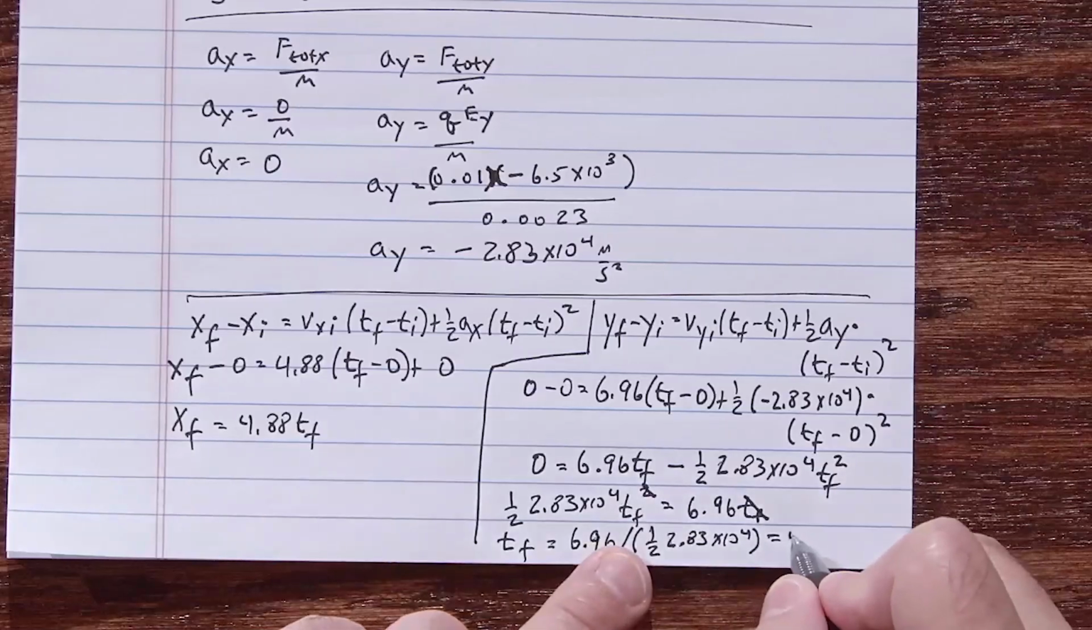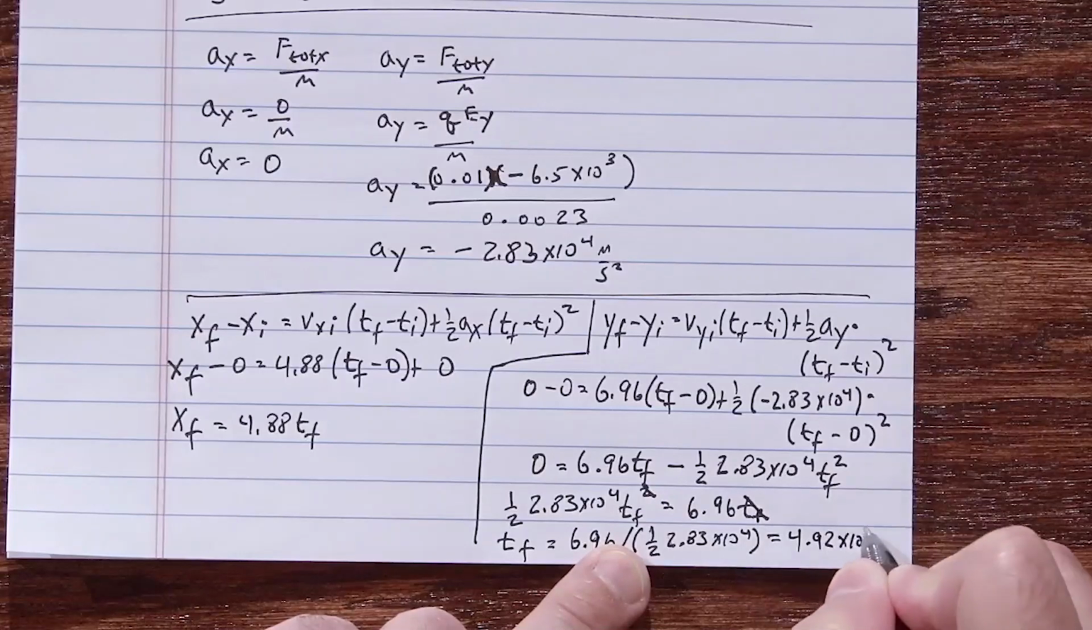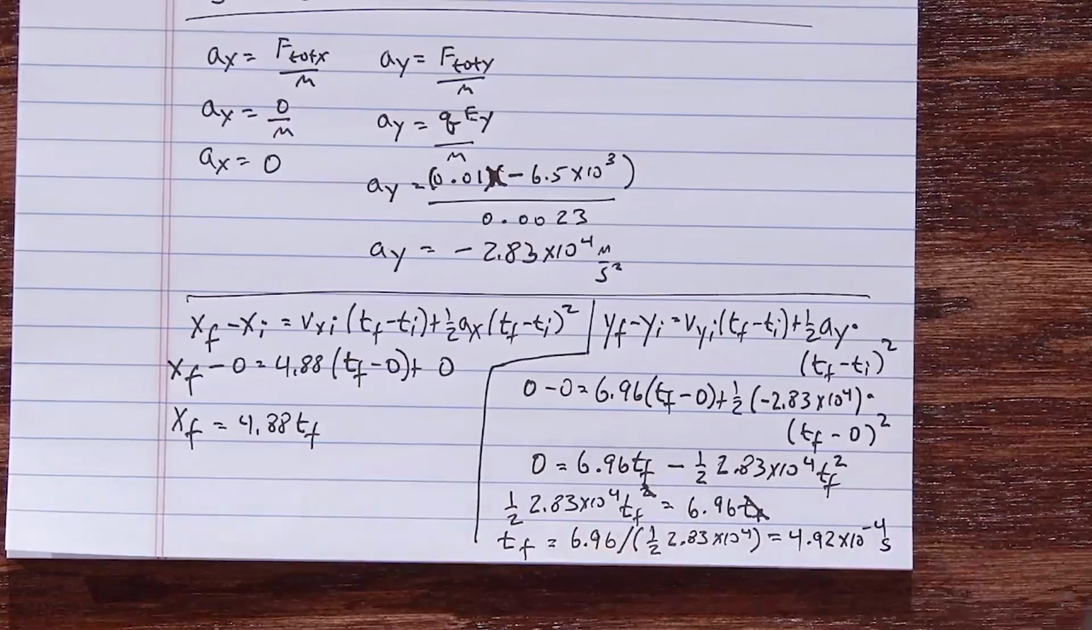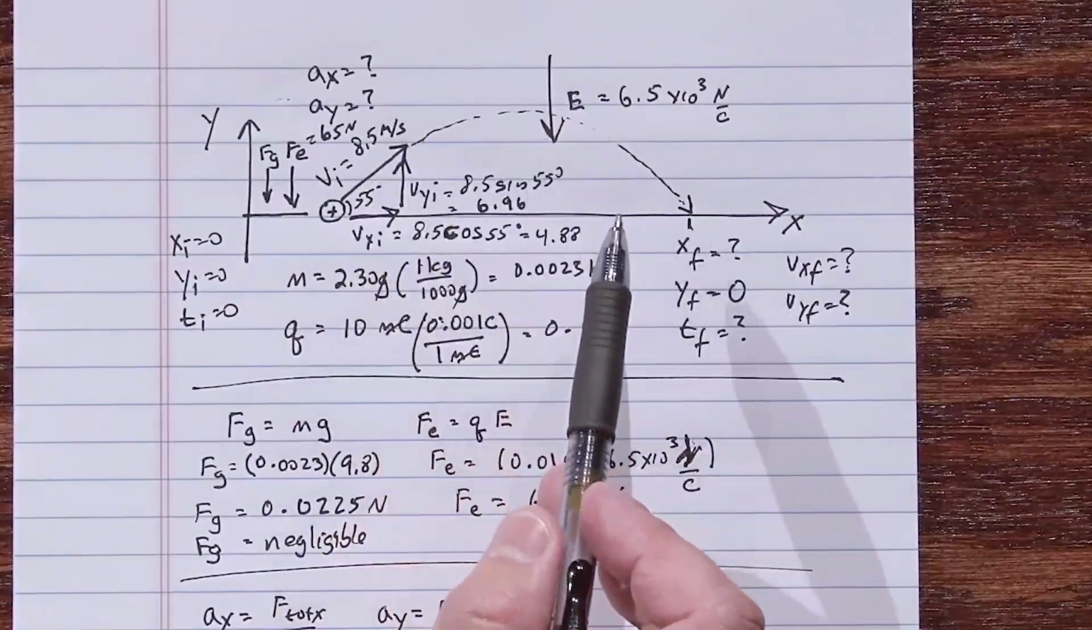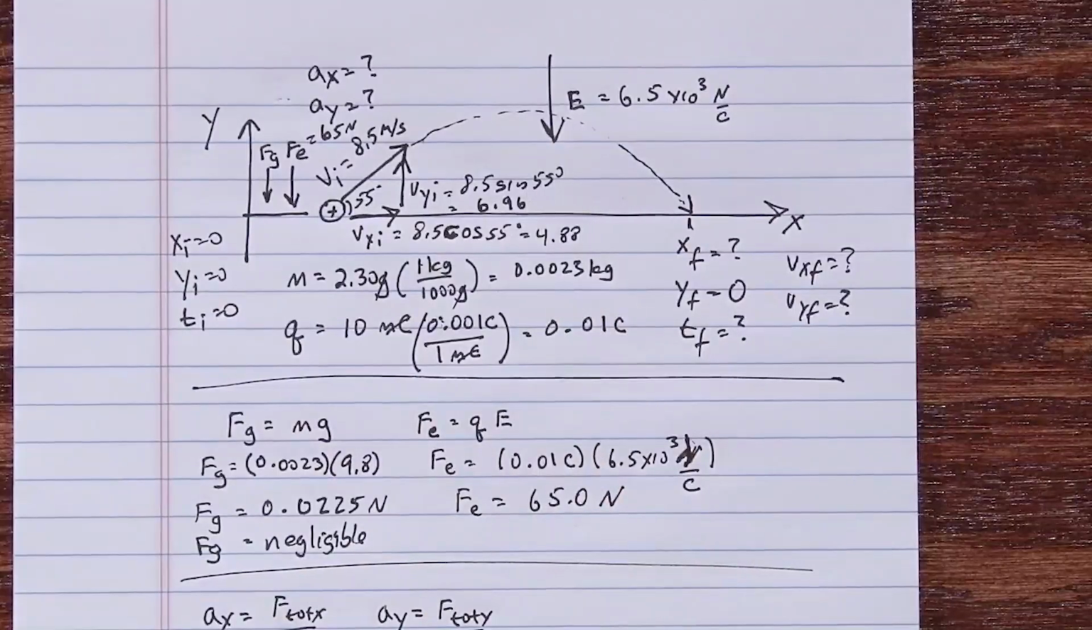Okay, so 6.96 divided by parentheses 1/2 times 2.83 times 10 to the 4, close parentheses, and that gives us a T final of 4.92 times 10 to the minus 4 seconds. So the time that it takes the particle to go from here to here is just 4.92 times 10 to the minus 4 seconds.